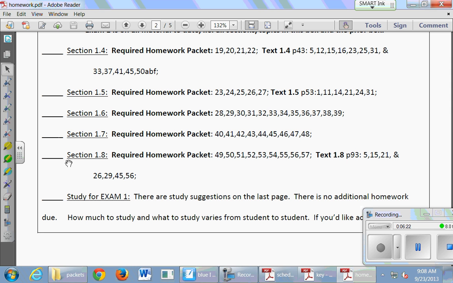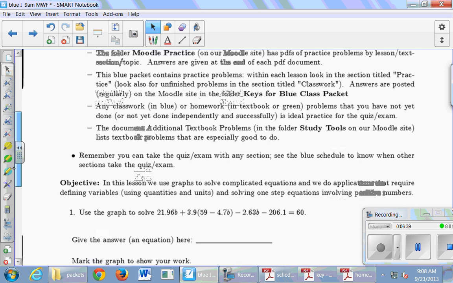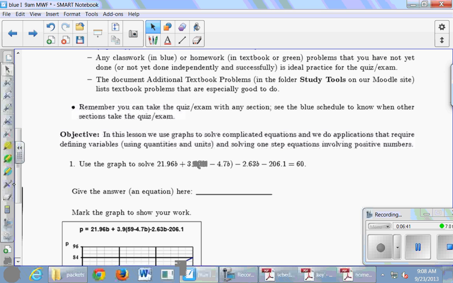Okay? So back here in the blue, it talks about resources. We're not going to read them, but you got lots of practice materials in the blue packet. You have lots of practice materials in that yellow QEF thing. There was a practice quiz, practice exam, and even more practice problems besides those two. And there's plenty of stuff on Moodle for you to look at as well. Okay? Any questions about what's coming up?